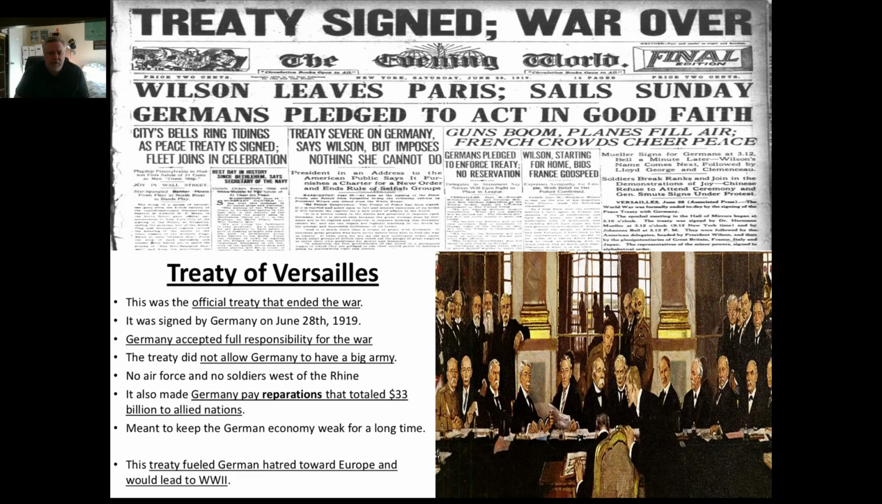The Germans were given the bill for the war, which came to $33 billion. Now that was at that time period. You can do the math and try to figure out what it would be today. It would probably be in the trillions, would be my guess. All this was intended to punish the Germans for the war and to keep them weak, to prevent another war from happening, and to give payback for the French and the British.